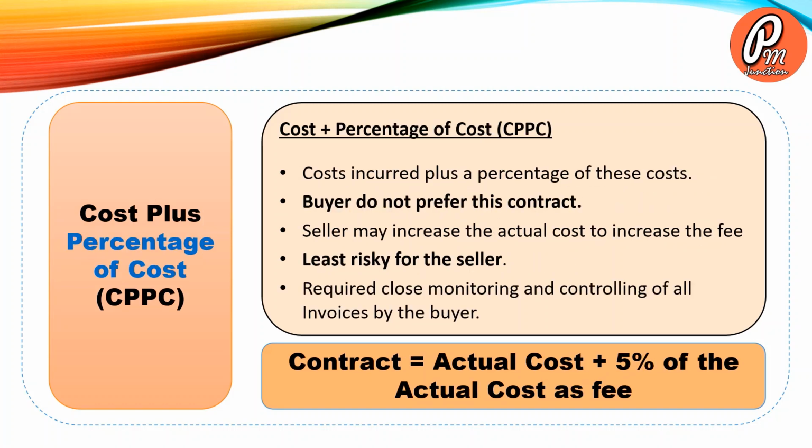Next contract is cost plus percentage of cost. In this type of contract, buyer pays cost incurred plus a percentage of these costs. Generally, buyers do not prefer this type of contract, as seller may increase the actual cost to increase the fee. It is the least risky from the seller's point of view, and it requires close monitoring and controlling of all the invoices by the buyer. The contract value is equal to actual cost plus percentage of the actual cost as a fee.